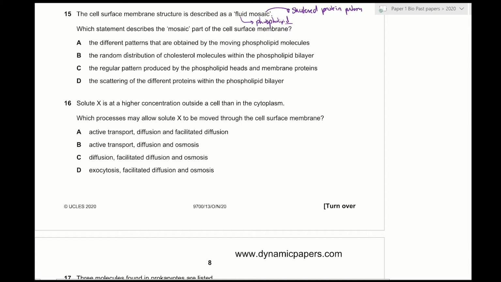Therefore, let's start with A, the different patterns that are obtained by the moving phospholipids. No, the patterns are obtained by proteins, not phospholipids. B, the random distribution of cholesterol molecules within the phospholipid bilayer. No, it has nothing to do with cholesterol. C, the regular pattern produced by the phospholipid heads and membrane proteins. No, they do not have regular patterns. D, the scattering of the different proteins within the phospholipid bilayer. This is correct, and the answer is going to be D.